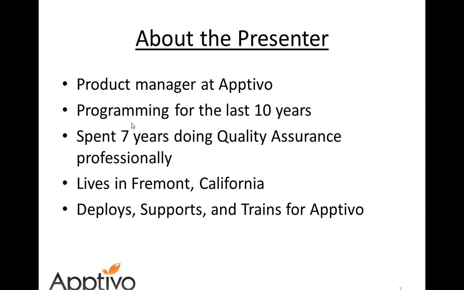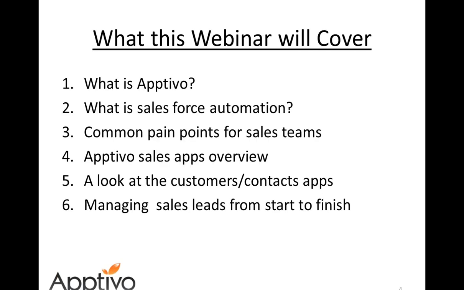I'm working out as a product manager, meaning I'm involved with talking to the customers, helping with documentation, giving support to people, just in general, helping customers out, figuring out what they need, and translating that into changes for the platform. Now, I've been programming for about the last 10 years or so, and I spent about 7 years doing quality assurance professionally, so that's kind of my professional background. And I'm currently residing in Fremont, California, living in the Bay Area, right next to Silicon Valley, and I do deployment support and training for Apptivo.